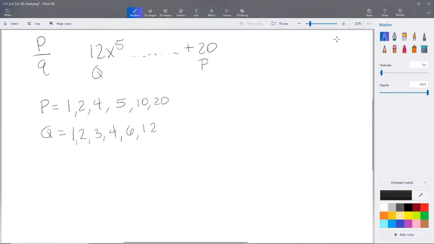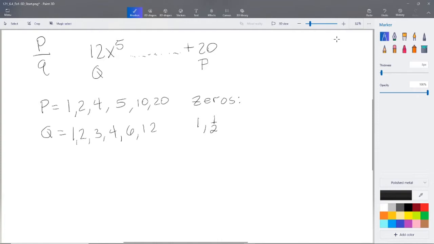All right, once I have all those factors, then to decide the potential zeros, the things that I'm going to try to see if they are zeros of my equation, I take every P over every Q. And I don't want to write any repeats. All right, so it goes something like this. 1 divided by 1 is 1. 1 divided by 2 is 1 over 2.